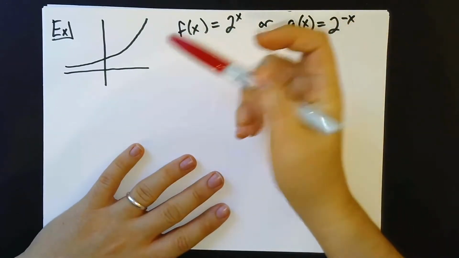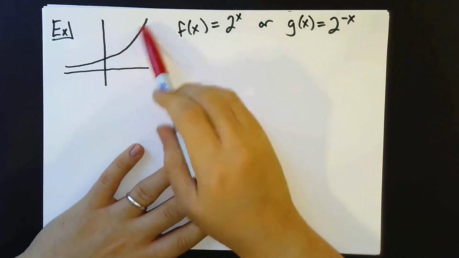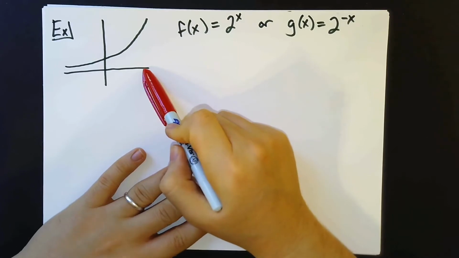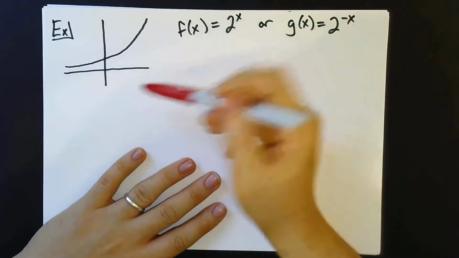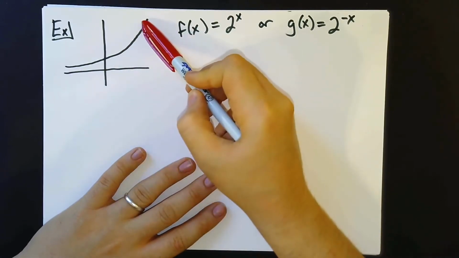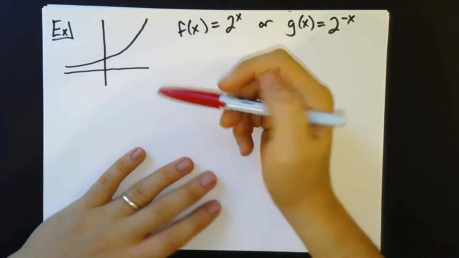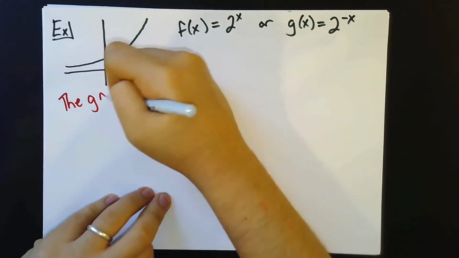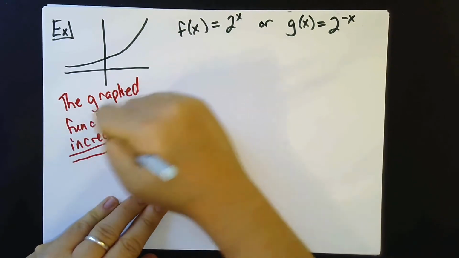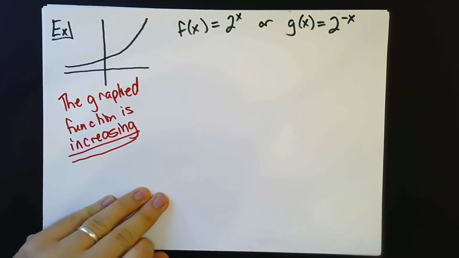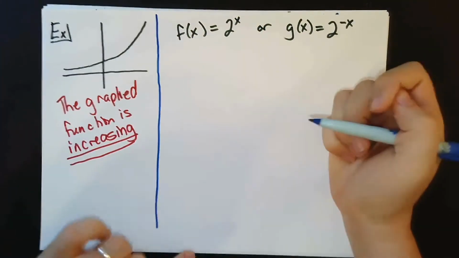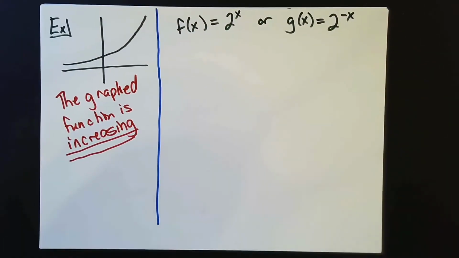So first of all, if we want to think about this problem in terms of increasing and decreasing, we should look at this graph and decide which one it is. And this is increasing. As the input gets bigger, the output gets bigger, meaning the input and output move in the same direction. So the graphed function is increasing. What about f and g?